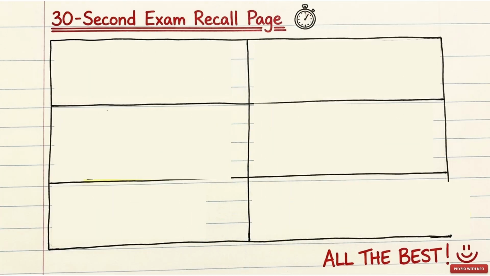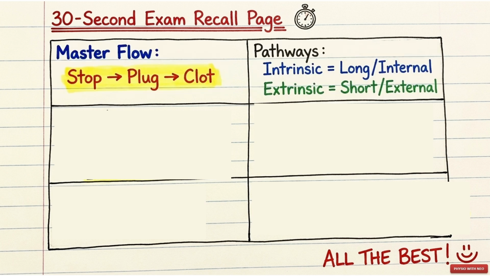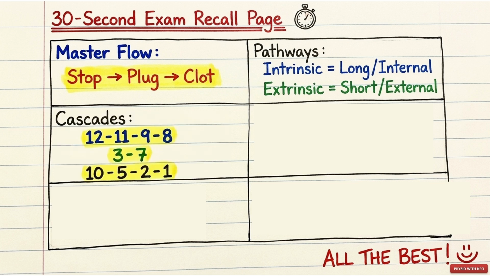Now look at this page carefully. This single page can help you revise the entire chapter before entering the exam hall. What is master flow? Stop, plug and clot. Intrinsic pathway is internal, long pathway. Extrinsic pathway is external, shorter pathway. Intrinsic starts with 12, 11, 9, 8. Extrinsic starts with 3, 7. Common pathway 10, 5, 2, 1.